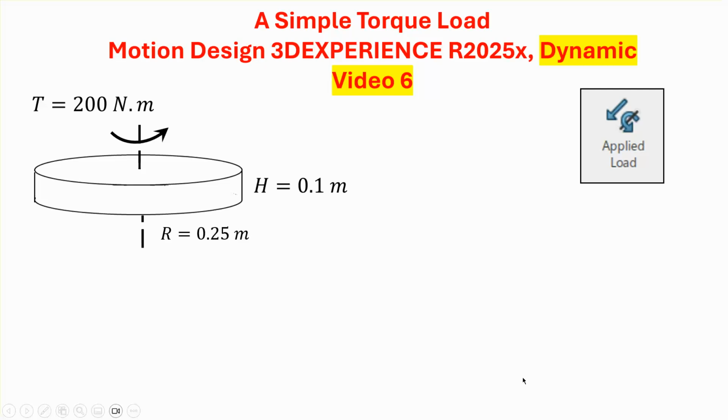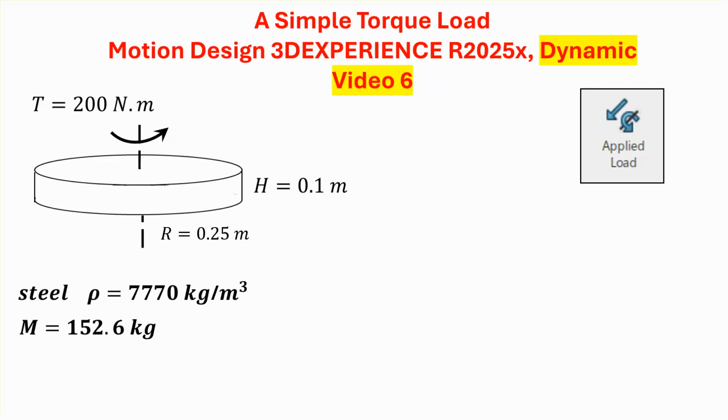We have a disk with the given dimensions, and it's with certain material properties that I'm going to show you in a minute. And this is being under the application of a torque of this magnitude. What we'd like to do is to basically solve the problem as a dynamic one and find the velocity, acceleration, etc. of the disk.